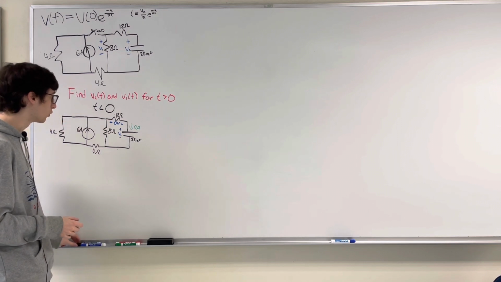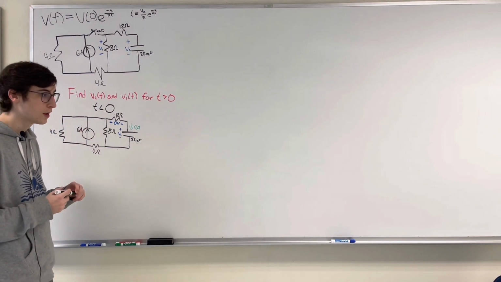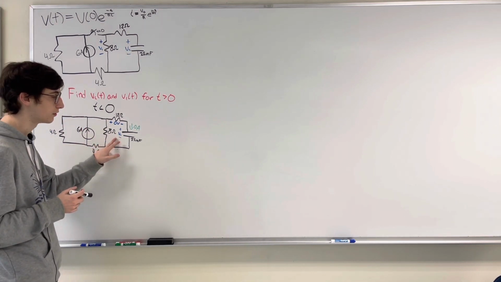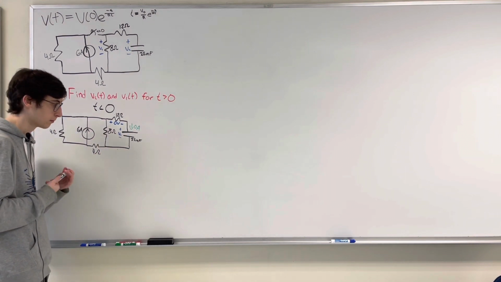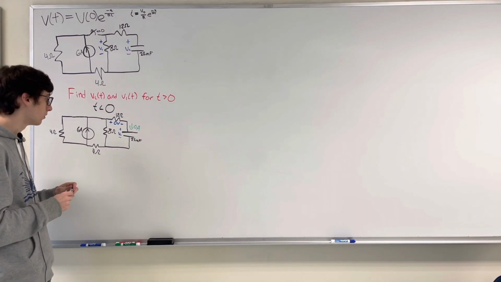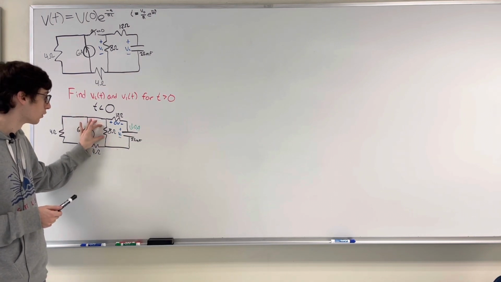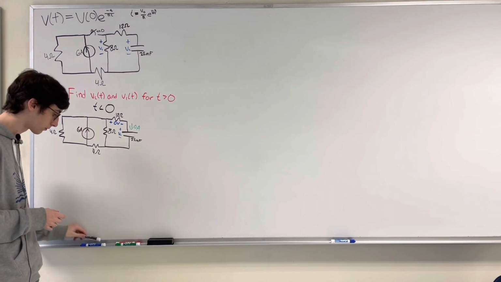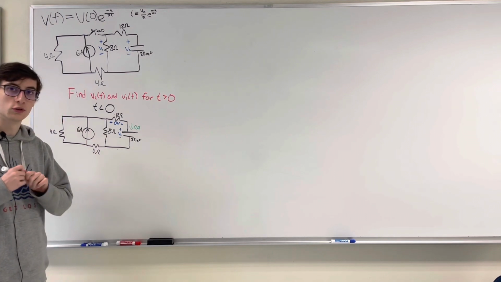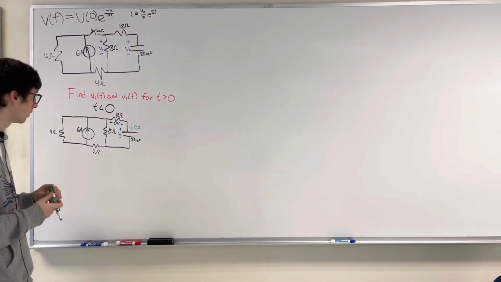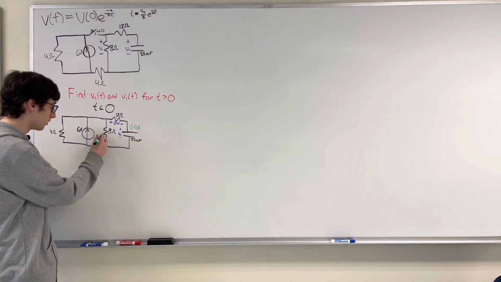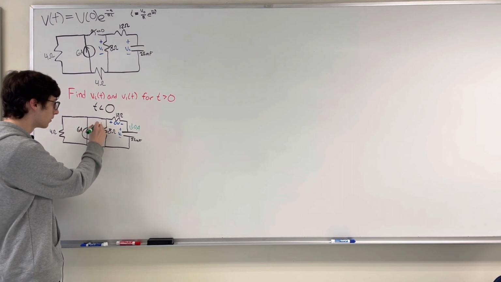All right, so the goal of when t is less than 0 is to find the voltage across the capacitor at time equal to 0. To do that, we know that the voltage across this capacitor is just going to be equal to the voltage across this resistor. So we just need some simple current division. We need to find the current flowing through here.